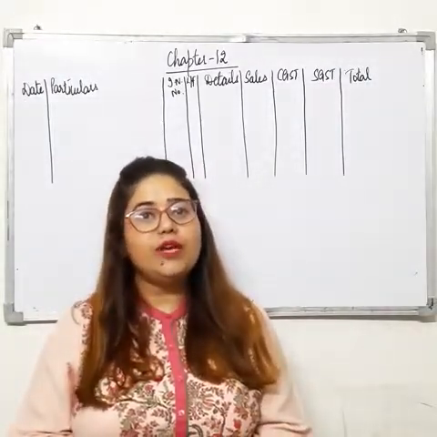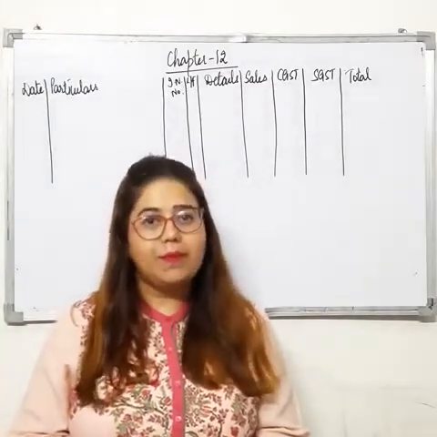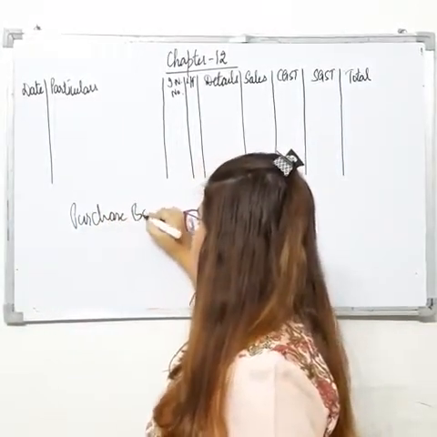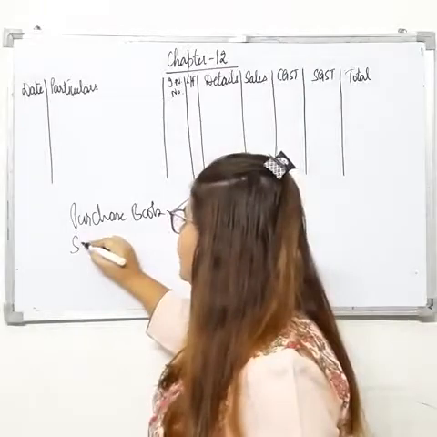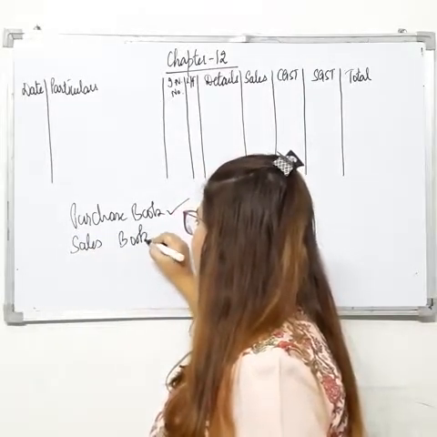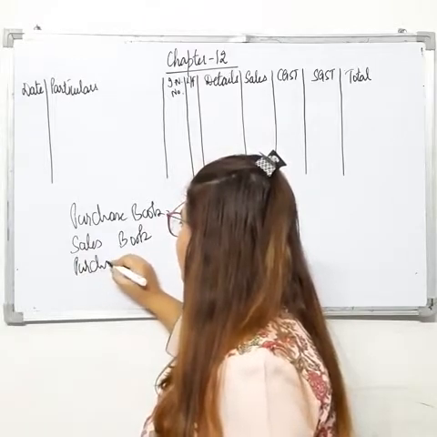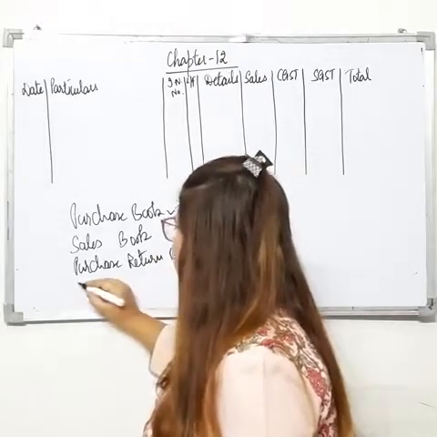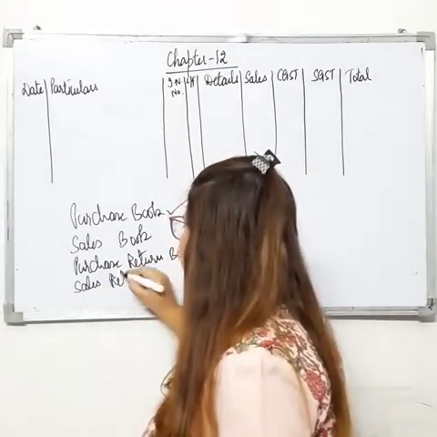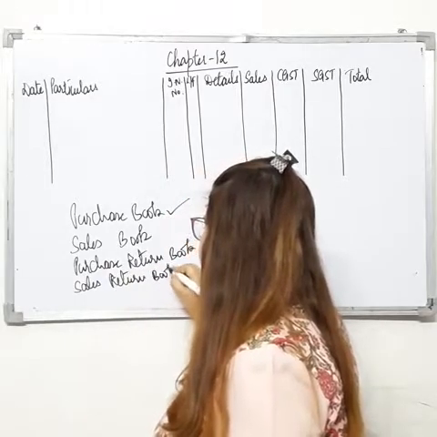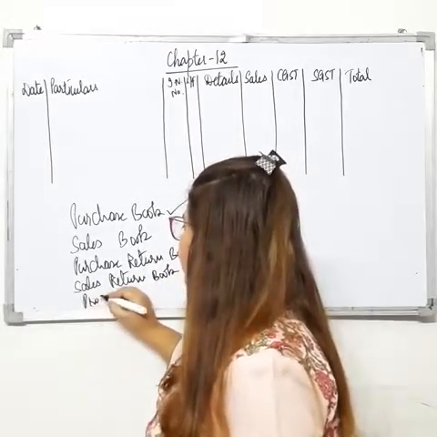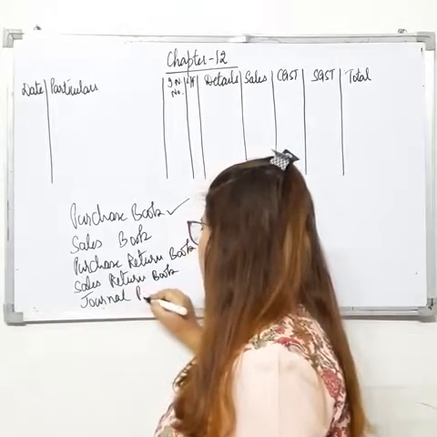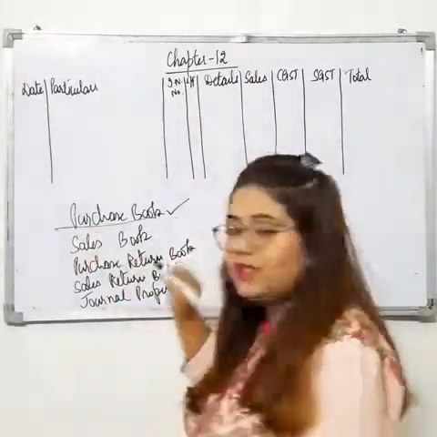See, I have already told you that we will discuss 5 types of books in chapter number 12. So one is purchase book, that we have already done. Next one is sales book. Next is purchase return book. Then sales return book. And the last one is proper journal, or you can say that journal proper. So this one is done, right?